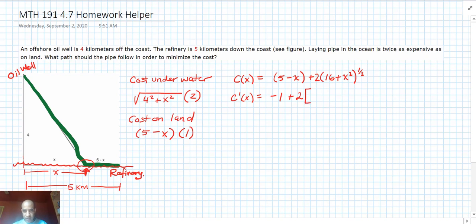I'm going to do power rule, 1/2. Leave the inside here the same, 16 plus X squared. Lower the exponent by 1, -1/2. And multiply by the derivative of the inside. Don't forget the chain rule, right? The derivative of the inside part here is just going to be 2x.